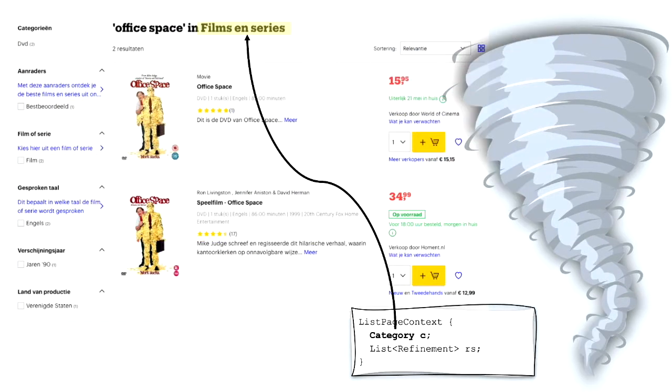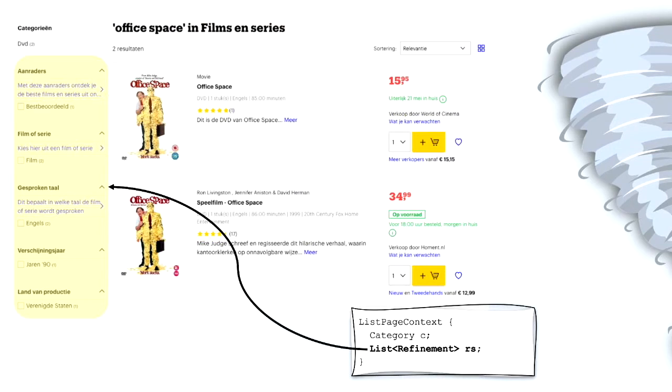But not before I give you a whirlwind introduction to our problem domain. There's not much you need to know, actually. The only thing you need to know about is the list page context, which represents a selection a user makes on a list page. So we have a category, in this case, films and series, and a list of refinements the user selected on the screen. For instance, year of appearance or spoken language of the movie.